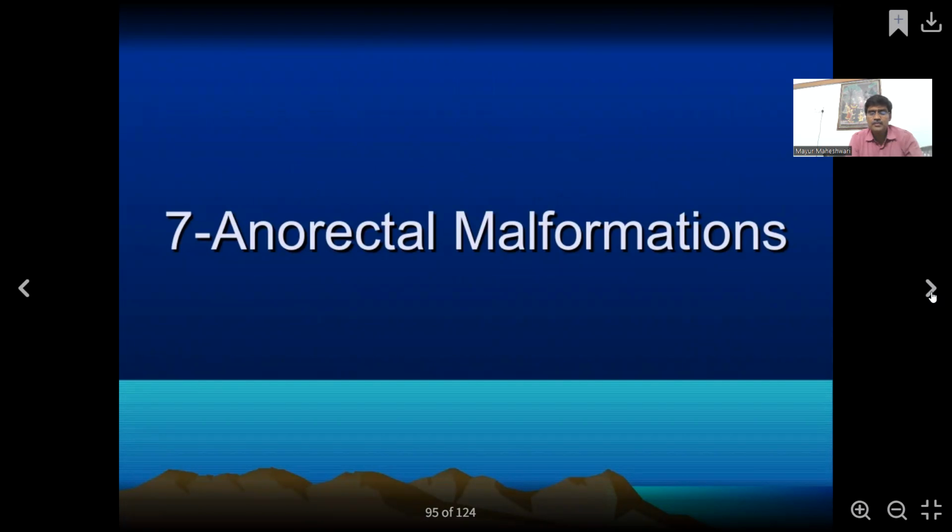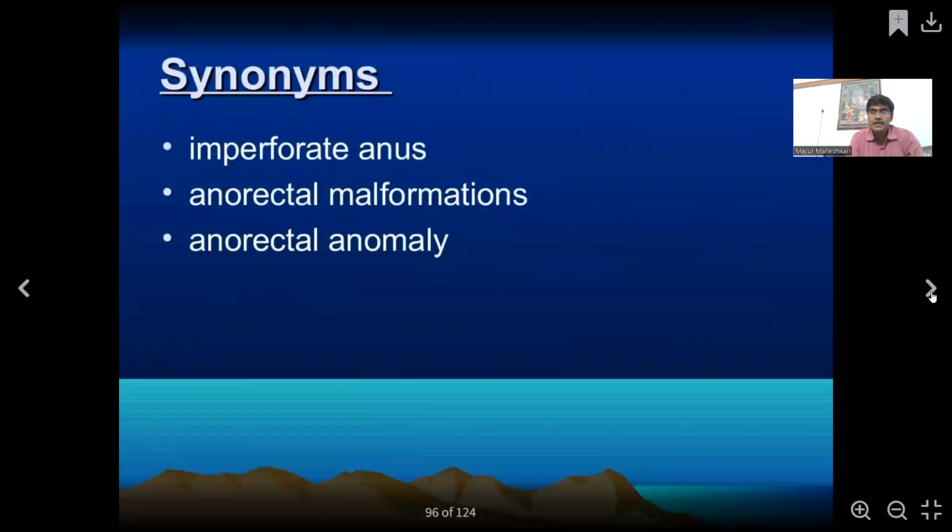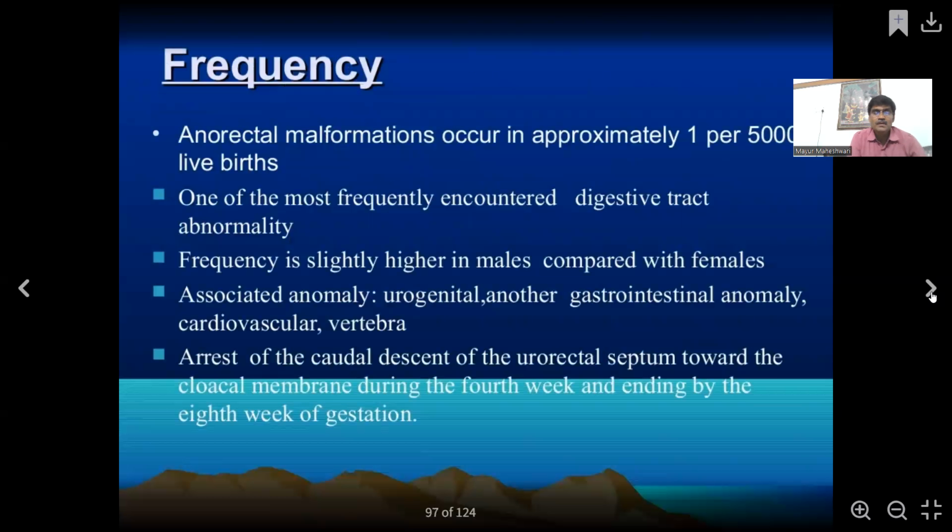Now, anorectal malformation. This is a very important topic because in a NICU you may get many admissions of anorectal malformations. Synonyms include imperforate anus, anorectal malformations, or anorectal anomalies. Frequency: anorectal malformations occur in approximately 1 in 5,000 live births.